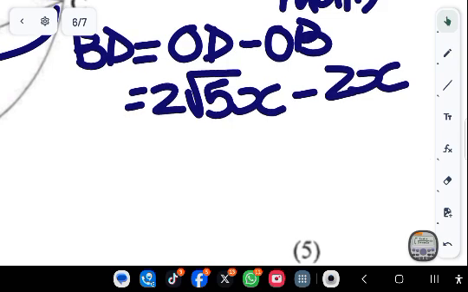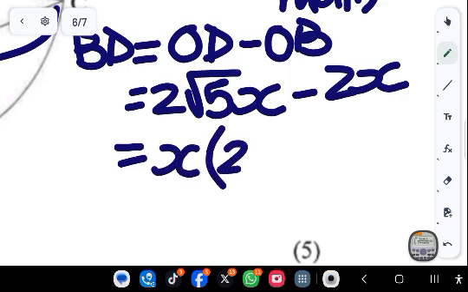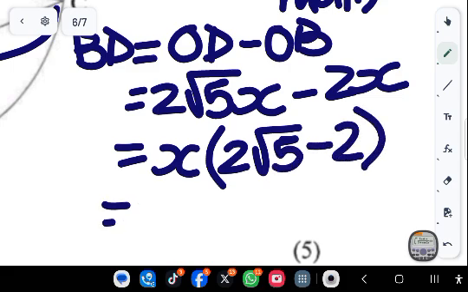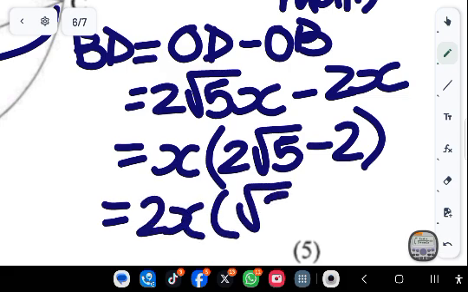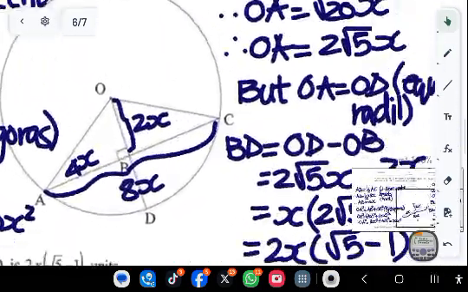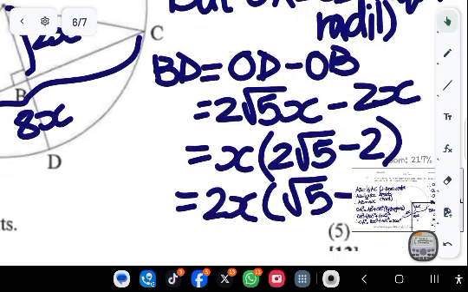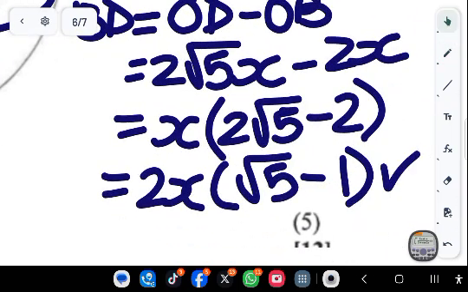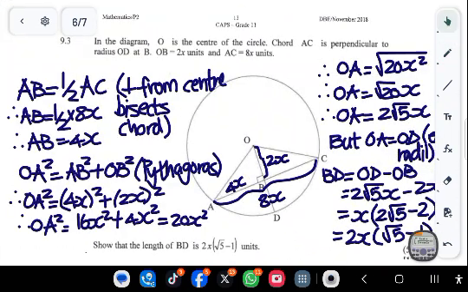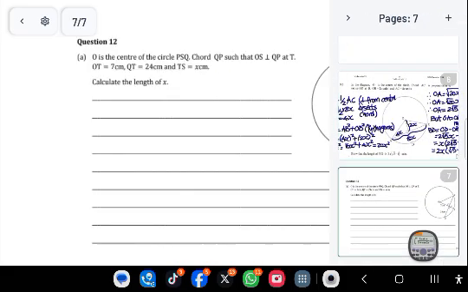Now all we do is simplify this. Take out a common factor of x, and that will leave us with 2 root 5 minus 2. Take out a common factor of 2 over there. That will be 2x, and then it will leave you with root 5 minus 1. And that is the answer that they gave us here, which is correct. We've shown that, and that is how you do it. Easy peasy. Next, let's look at another example.